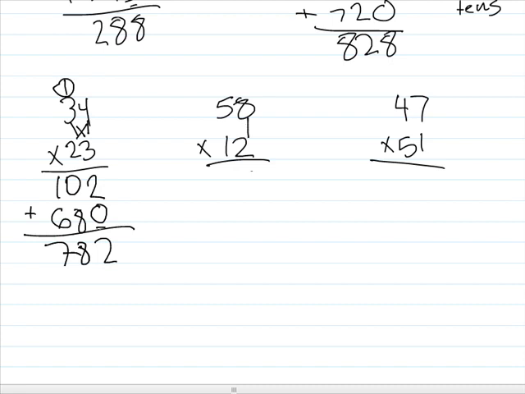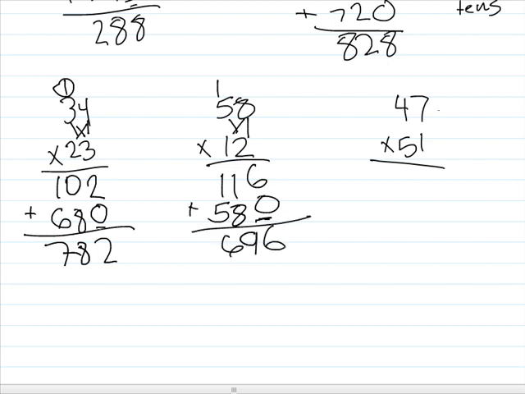2 times 8 is 16. Carry the 1. 2 times 5 is 10, plus 1 is 11. I'm going to put a placeholder 0 there. 1 times 8 is 8. 1 times 5 is 5, and I can add those together. 696. Are you beating me?